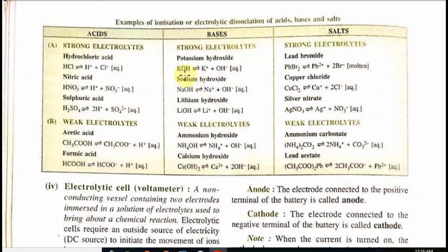Similarly, in case of base, it is also producing plus and minus. This NaOH producing plus and minus. You can see everywhere, if plus and minus ions are produced, then it is an electrolyte. If plus and minus ions are not produced, that is not an electrolyte.